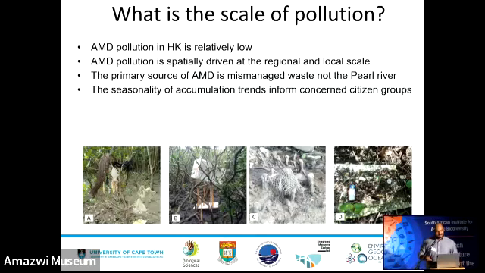Having seasonal trends can inform concerned citizen groups. I've never ever seen a poster that says mangrove cleanup at this date at this time. Only beach cleanups matter, right? So anyway, concerned citizens groups can have the trends of when debris is accumulating the most, and then make a plan to remedy the situation.